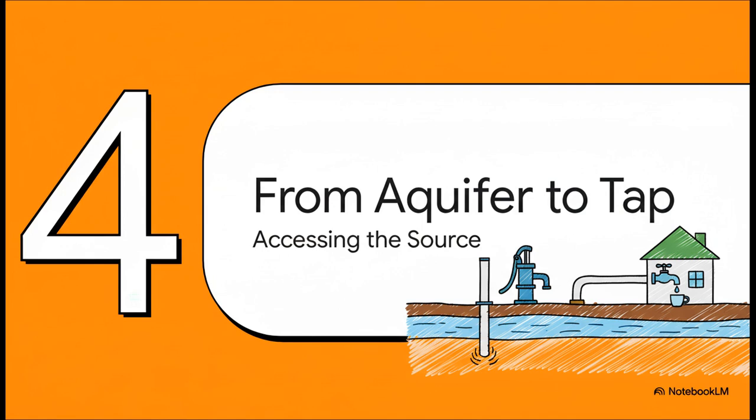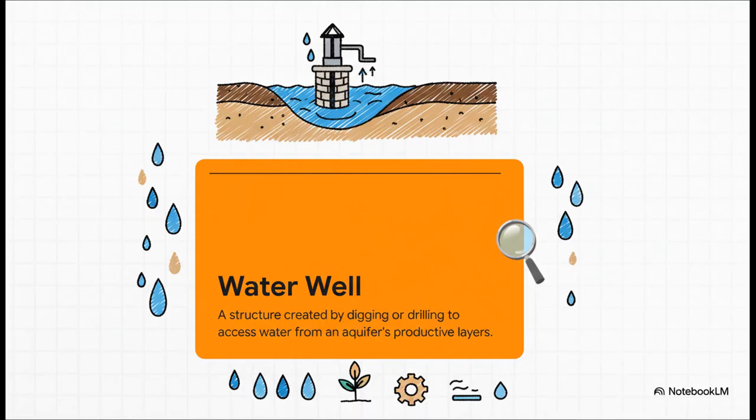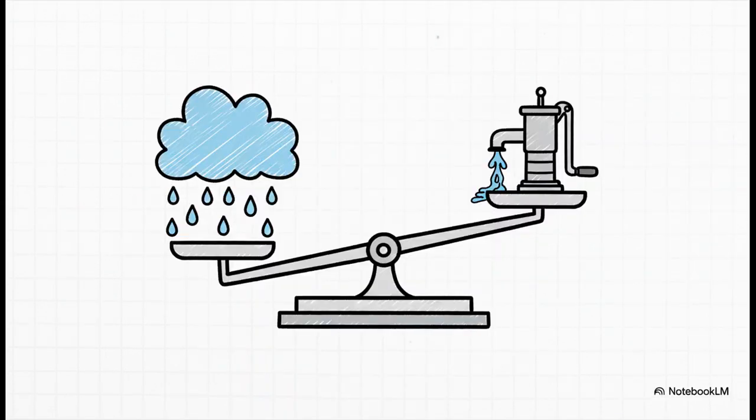All right, so we've journeyed deep into the ground, we've seen these incredible natural reservoirs, and we get how the water moves. So what's the last step in the journey? How do we actually get that water to our homes, to our taps? And the answer, of course, is the good old water well. It's basically just a structure we build to give us a direct line into those amazing, productive aquifer layers. It lets us bring that naturally filtered, clean groundwater from deep beneath our feet right up to the surface where we can use it.